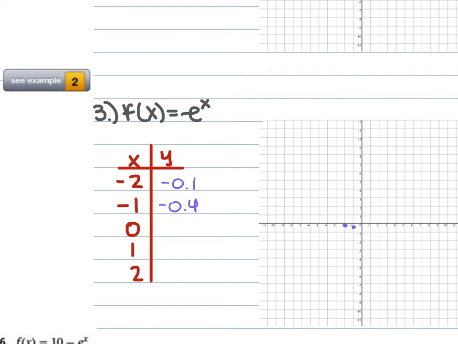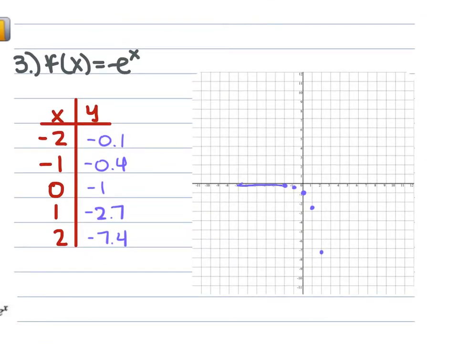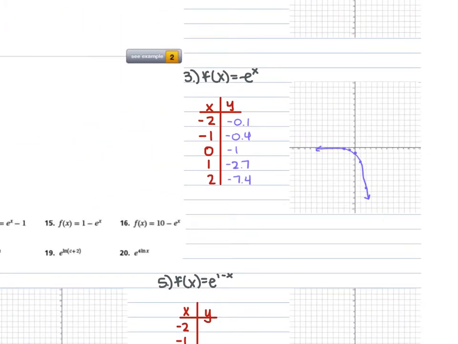The power of 0 is just -1. So the first power, -e to the power of 1 is -2.7. So 1, -2.7 is about here. Then to the second power, we're going to have -7.4. So that's going to be about here. So with this, we are going to draw our line very close to that x-axis, because that x-axis is our asymptote. It's where that line doesn't cross that certain y value in this case. I'm going to draw a line through those points.